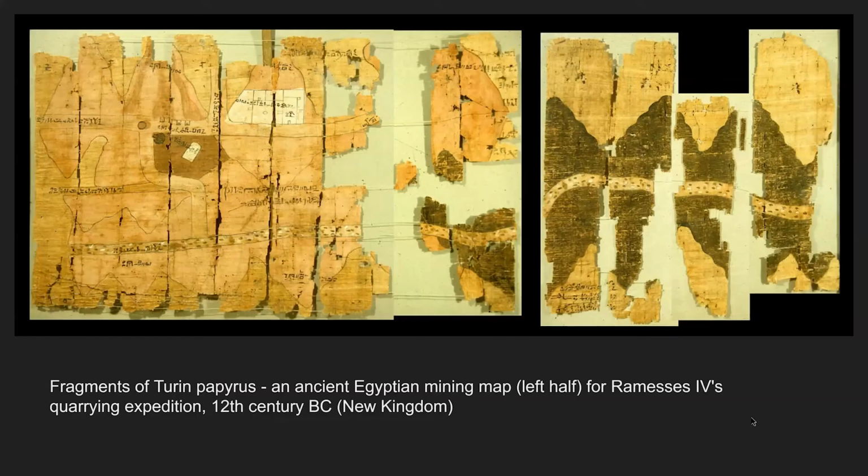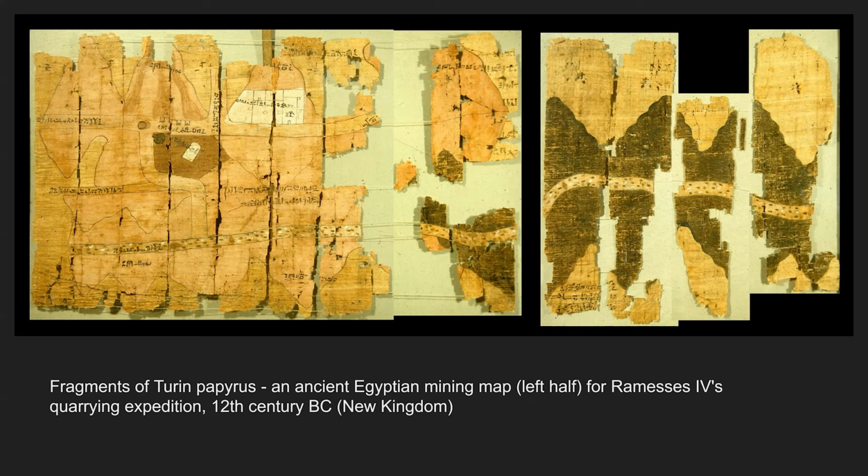But what I also wanted to show is this, which is probably the oldest map that I've ever seen. This isn't a map of the world. This is something different. And it's probably from the 12th century BCE in the New Kingdom of Egypt. And it's a map of a quarry. So we're not talking about the entire known world here. This is a map of some stone mining that was happening.